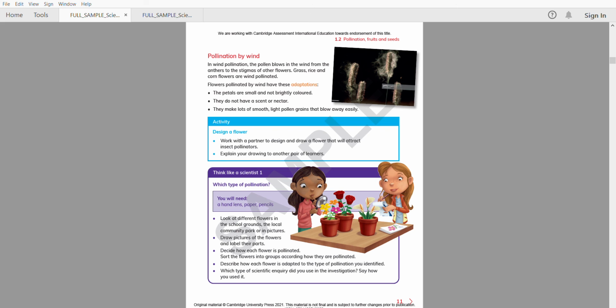We haven't completed the activity, but definitely we will continue that next week so that we'll be able to make a clear comparison between the types of flowers that are pollinated by wind and pollinated by insects.